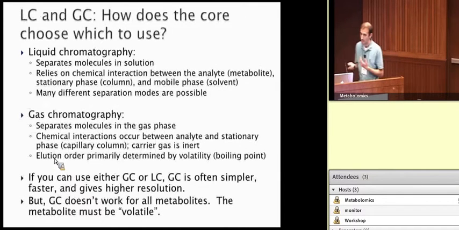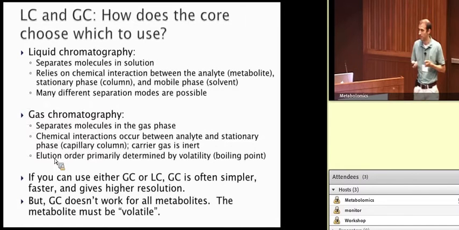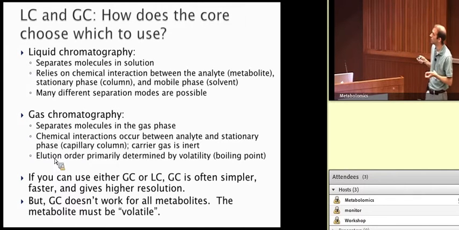Okay, LC and GC. So there's 2 types of separations. What are they? What do they use? So liquid chromatography separates molecules in solution, have to be dissolved. It relies on the chemical interaction between an analyte, which is in our case a metabolite, and a stationary phase, which is a column, and the mobile phase, which is your solvent. Many different separation modes are possible. I believe the next slide will show you a few examples.